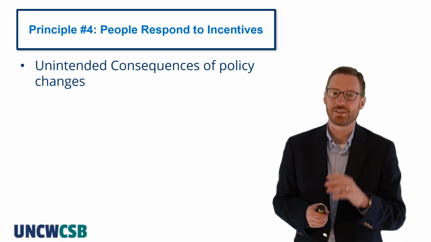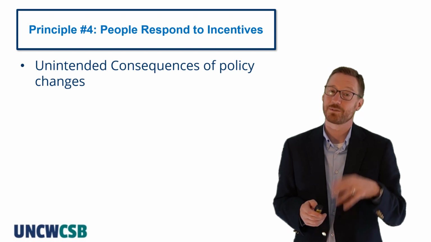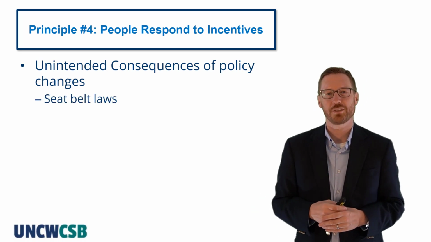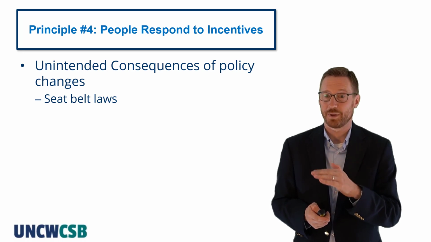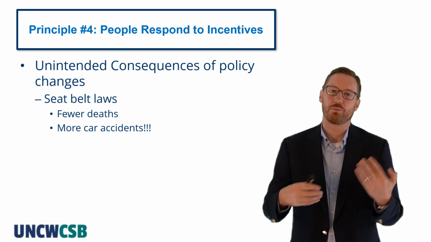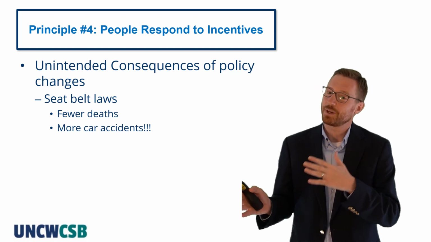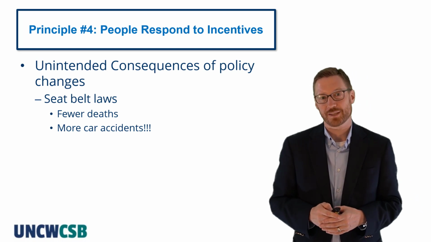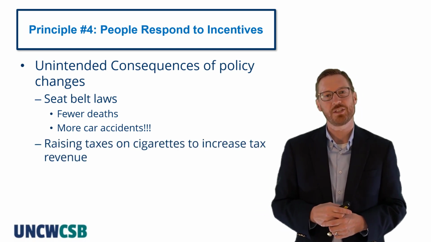Now this can lead to unintended consequences of policy changes. So examples of unintended consequences, because the incentives changed without us fully working it through, would be a change in the laws about seatbelts. Seatbelt laws requiring people to wear seatbelts led to fewer deaths but more car accidents. Turns out when we require people to wear seatbelts, they feel safer, so they drive faster. The seatbelt saves them in the accident, maybe from dying, but driving faster leads to more accidents. Oops, unintended consequences.